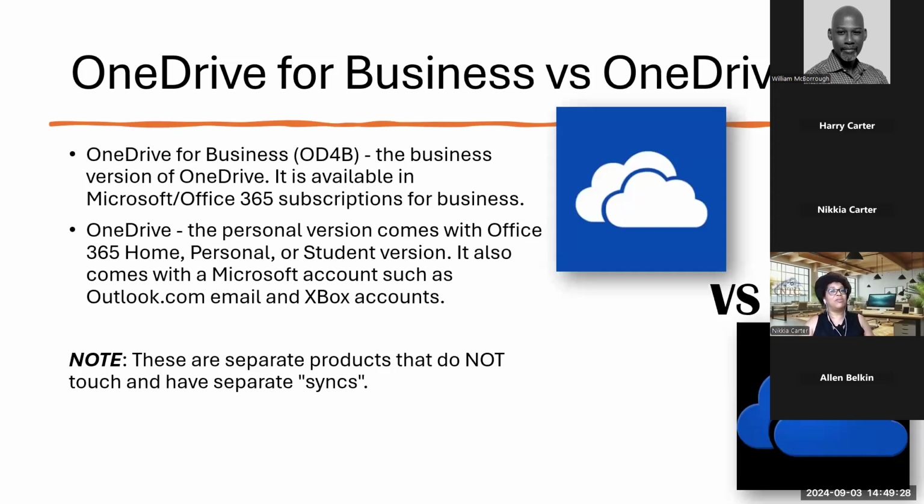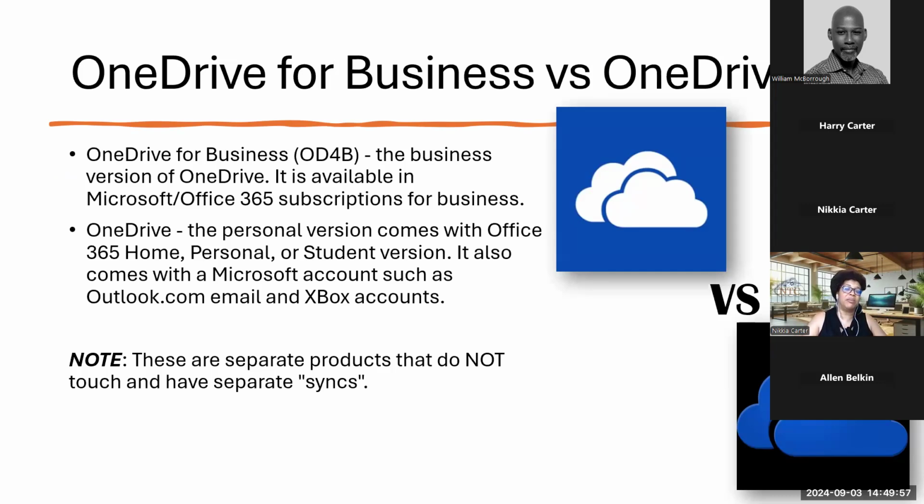Now, this is the one I really don't want you to get confused on, because this one can be a problem if you do get it confused. OneDrive for Business versus OneDrive. So there's a personal OneDrive and a business OneDrive. The personal OneDrive, normally, I think it's the little white cloud, and the business OneDrive is a little blue cloud that would show up on your system tray. But either way, OneDrive for Business is for business. It's the business version of OneDrive.